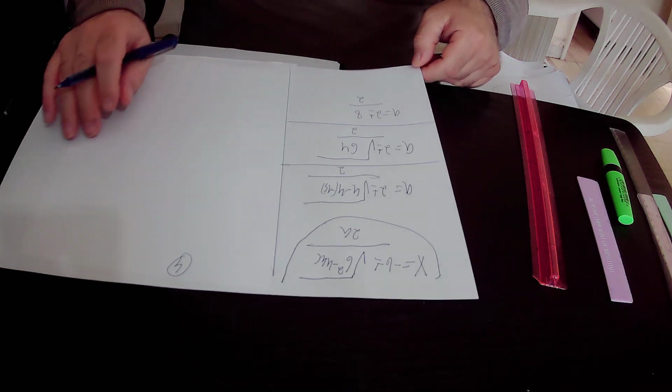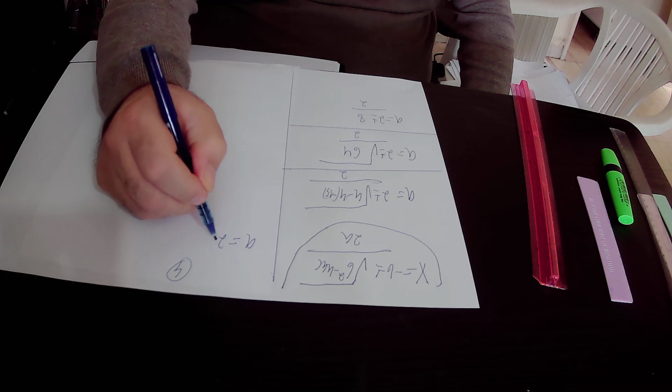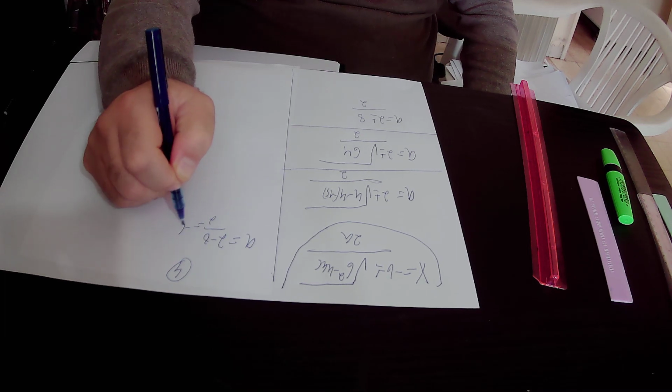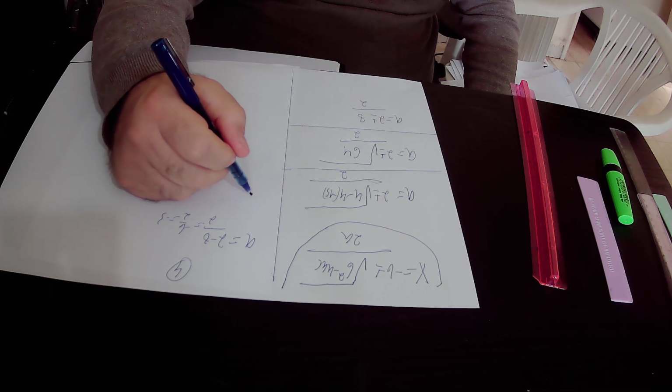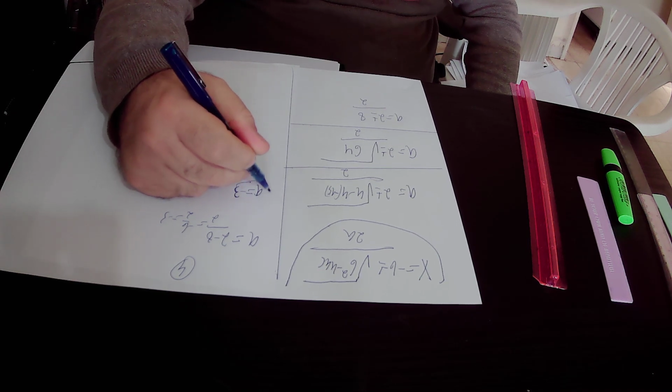The first solution for a is that a equals 2 minus 8 over 2. 2 minus 8 is minus 6, and minus 6 over 2 is minus 3. So we found out that according to the first solution, a equals minus 3. That is a negative number.